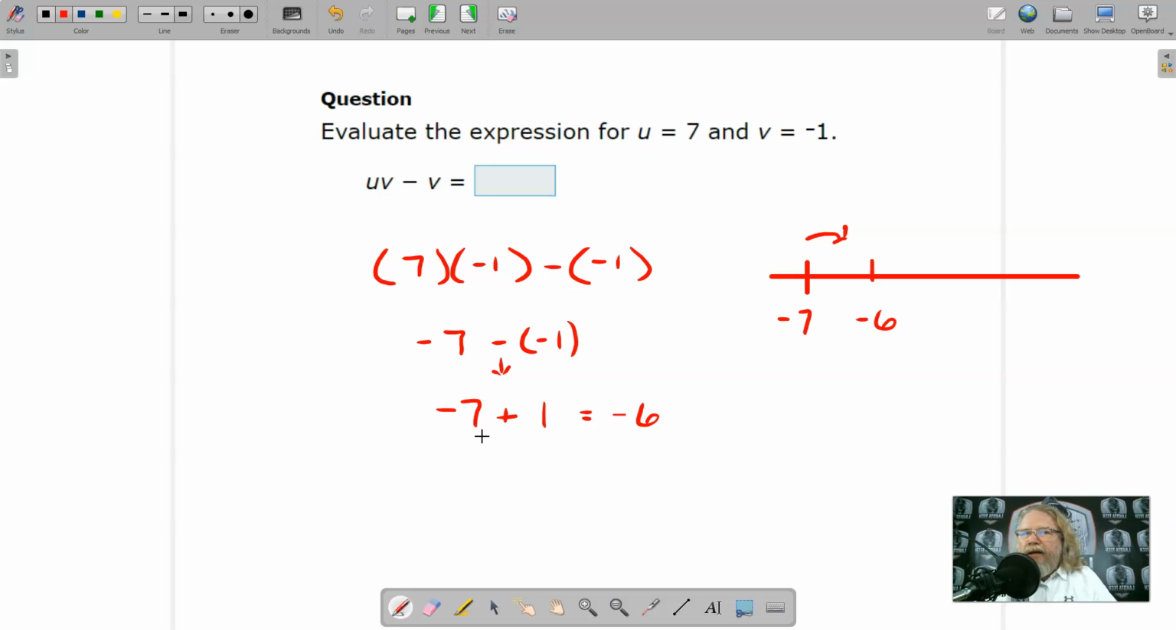Whenever we're just adding numbers and one's negative and the other one's positive, what we want to do is take the number that has the greatest absolute value and subtract from it the absolute value of the other number. In this case, 7 has a greater absolute value. So I'm going to take 7 and I'm going to subtract from it 1. 7 minus 1 is 6. So you see that the 6 matches up. However, 7 has a greater absolute value than 1, so I'm going to use the same sign that matches up with the 7, and that's a negative sign. So the answer is -6.